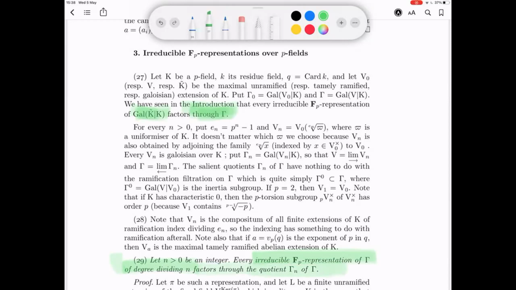And this gamma n is a specific quotient. It's a small quotient. In some sense, this V is the limit of all these Vn's. The Vn's are small, but it's an increasing family, and V is the union of all these things. And we are saying that if the degree of an irreducible representation of gamma divides n, then that representation factors through the quotient gamma n of gamma. So that's very interesting, because gamma n is much more concrete, and it's a much smaller group, so we can write down the representations more explicitly.